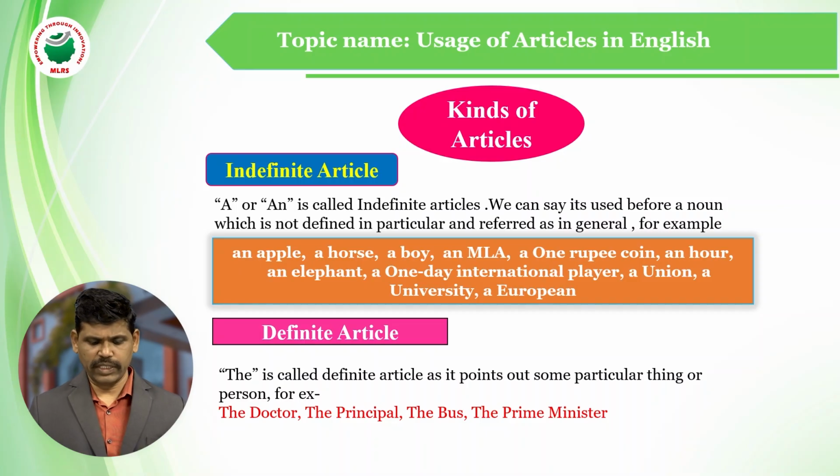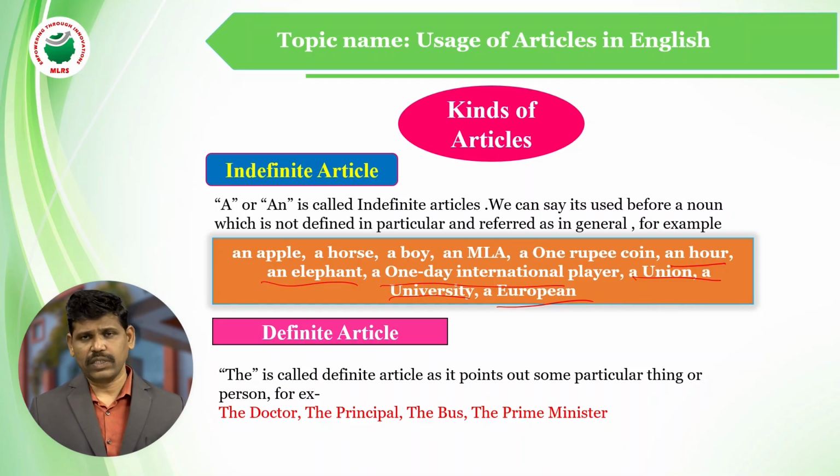So what is an indefinite article? A and an are called indefinite articles. We can say it is used before a noun which is not defined in a particular way or is referred to in general. For example, an apple, a horse, a boy, an MLA, a 1 rupee coin, an hour, an elephant, a one-day international player, a union, a university, a European. These are the finest examples where we use indefinite articles.